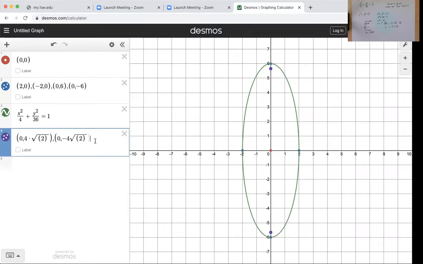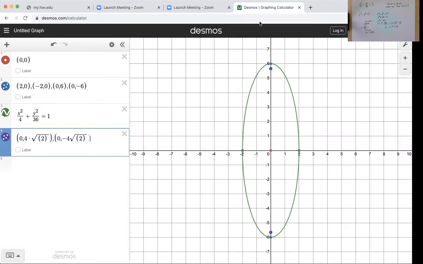And remember what the focuses represent. If we had two pins on a bulletin board and a piece of string connected to them, the sum of the two distances is always constant. So envision pulling this string all the way around the ellipse. Those two distances, like the distance from here to here, plus the distance from there to there, is the same as the distance from here to here, plus the distance from there to there. That's our definition of an ellipse.